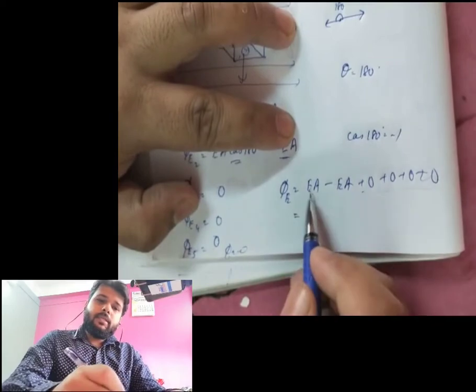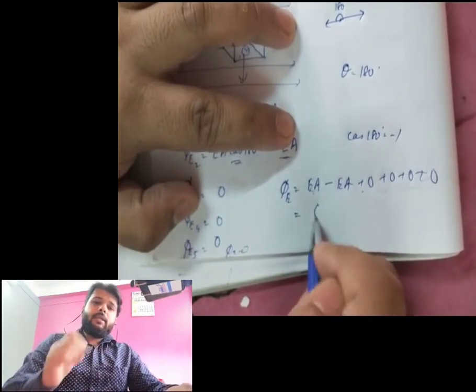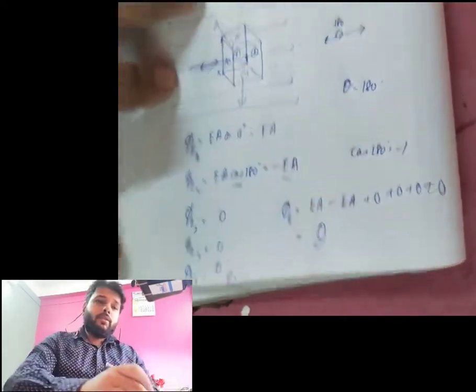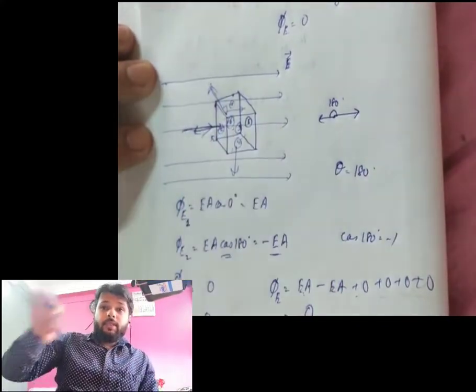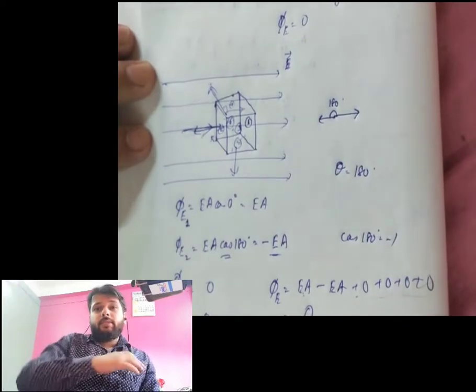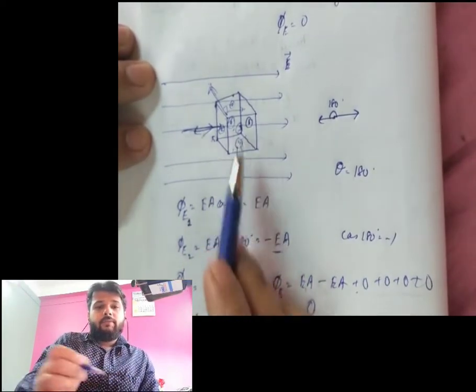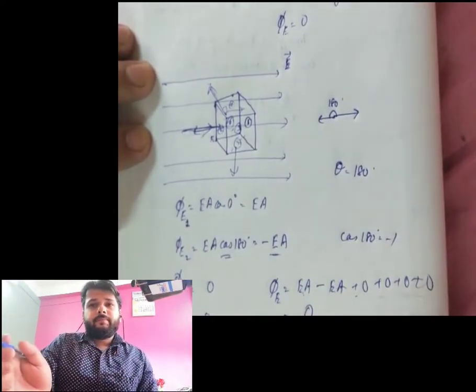So plus EA minus EA is 0, and so the net electric flux linked with this cube, when the cube is kept within the electric field, meaning the charge is kept outside the cube, is 0.